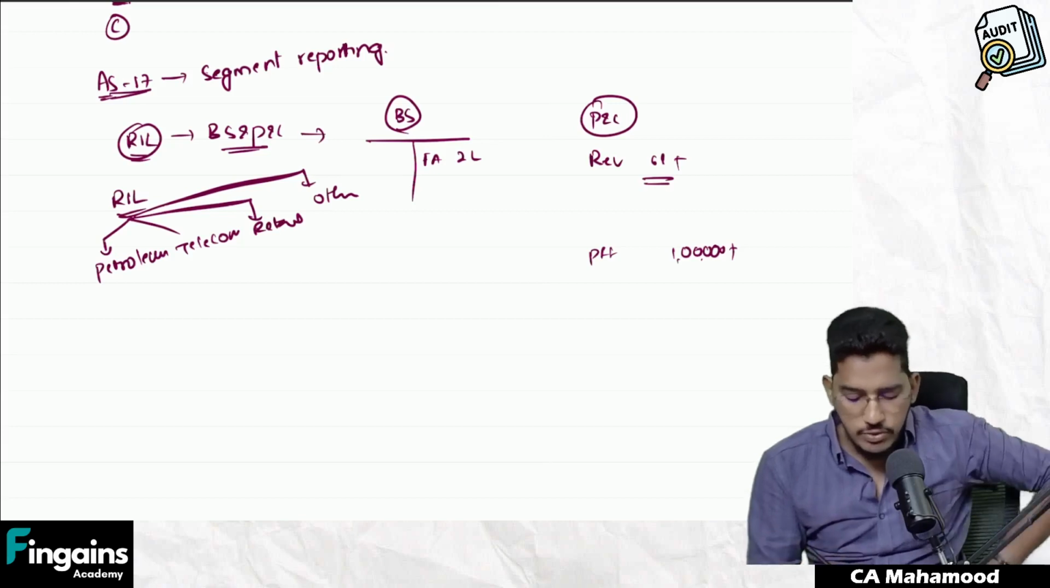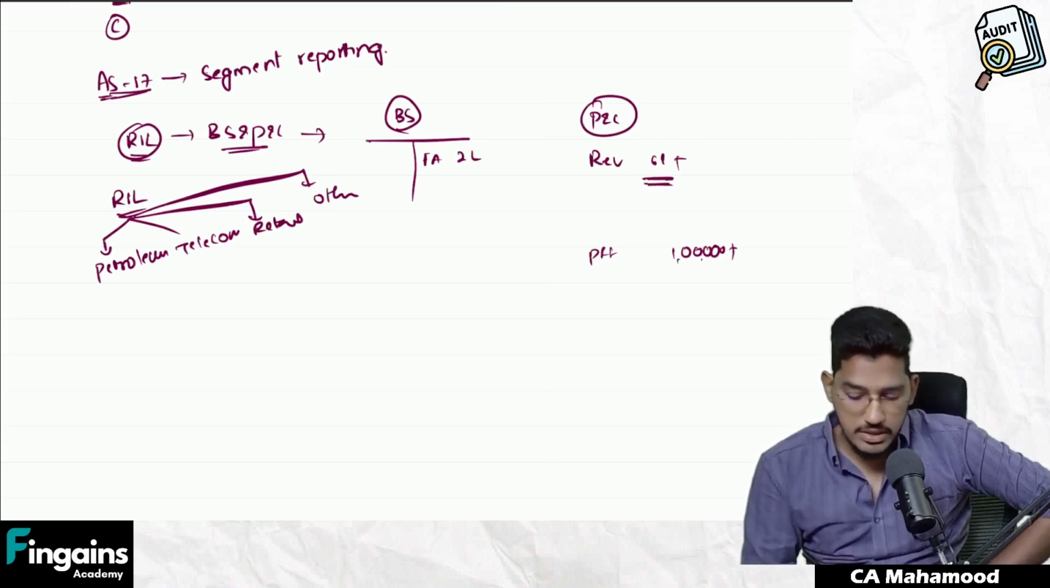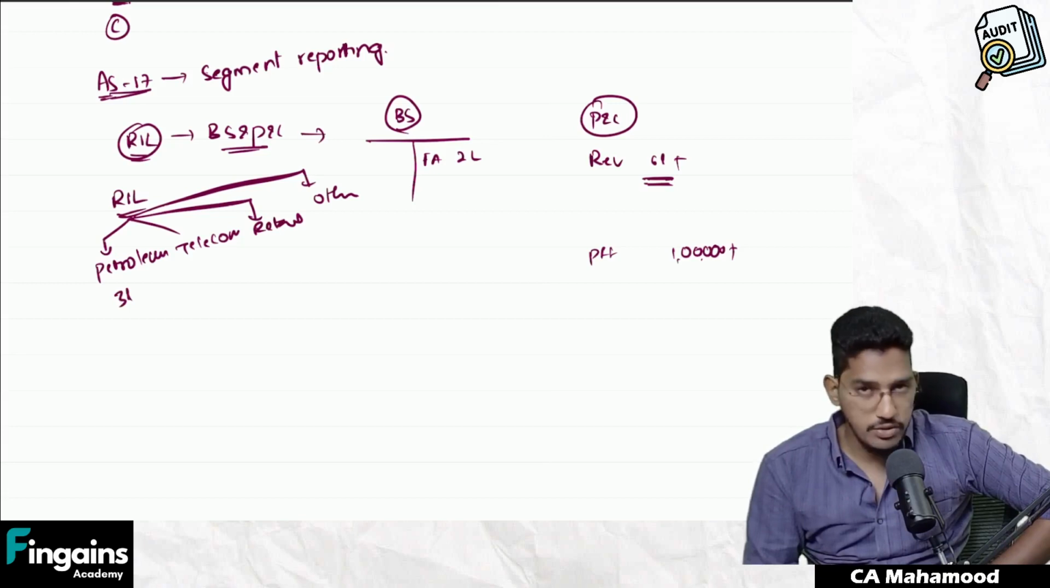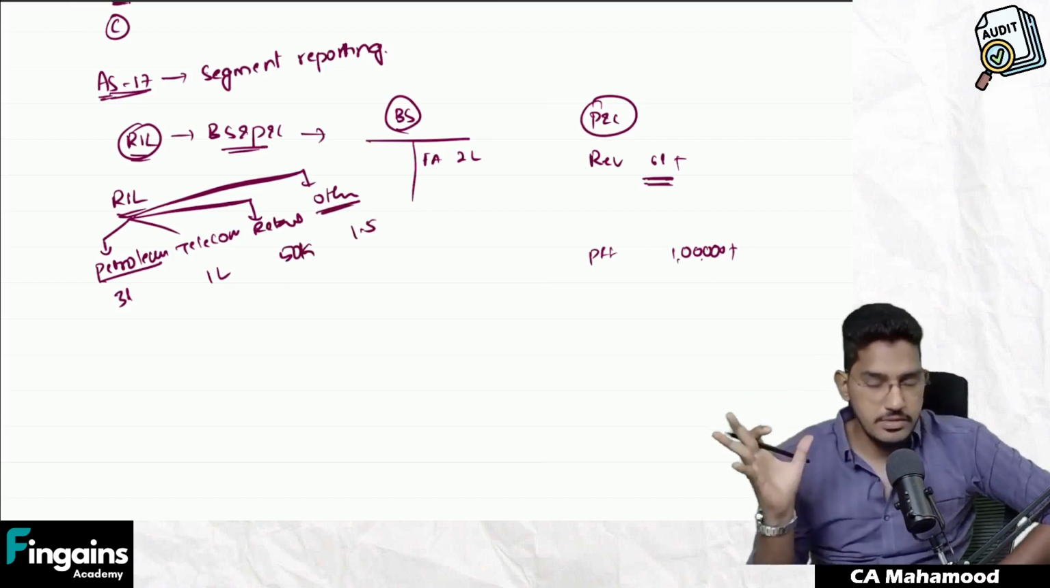So for example, assume that I want to divide these business segments. The total revenue of the company is 6 lakh plus crores. Now, how much revenue has it derived from petroleum business? Assume 3 lakh crores of turnover it is deriving from petroleum, 1 lakh crore from telecom, another 50,000 crores from retail segment, and the rest 1.5 lakh crores from other businesses.